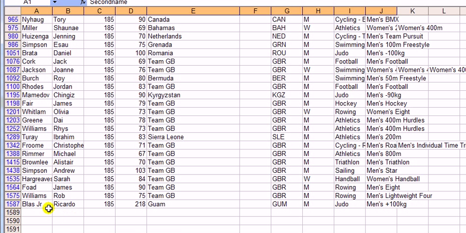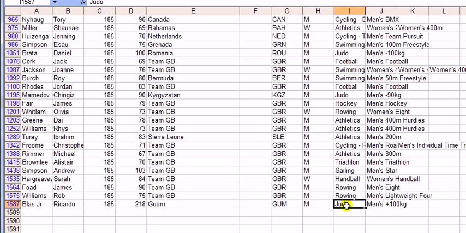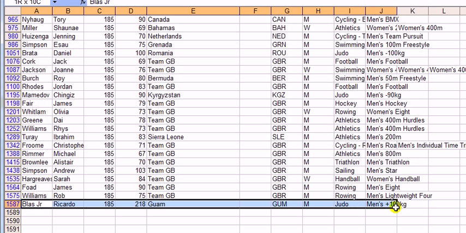Okay, and here is the answer. It is the competitor from Guam, Ricardo Blas Jr. He comes in at 185 centimeters and a weight of 218 kg, and he is participating in the judo men's 100 kg. Well, I believe that the final was yesterday. Oh, I don't think I know what the result of that is. But there you go. You don't want to be up against him in the middle of the night.